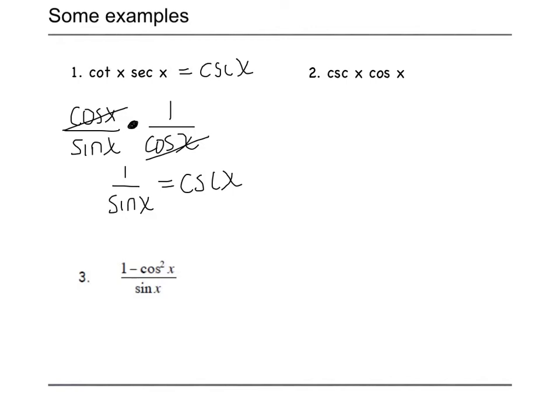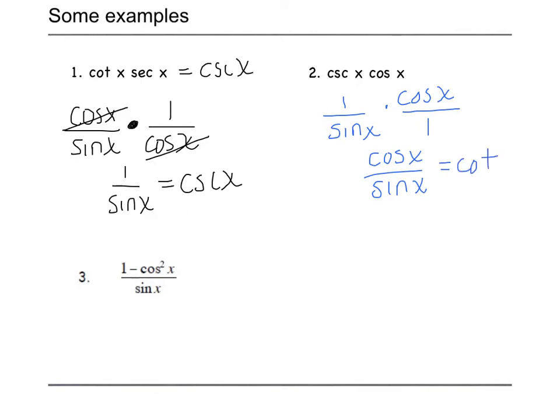Okay, I'm going to do the same thing for number 2. Now number 2, the reciprocal of cosecant is 1 over sine. We've been using this over and over. And then cosine x, there's nothing to change it to. I end up with cosine over sine, which is what? Right, cotangent. So this is cotangent x. So we have, once again, a new identity. Cosecant x times cosine x could be written as cotangent x.